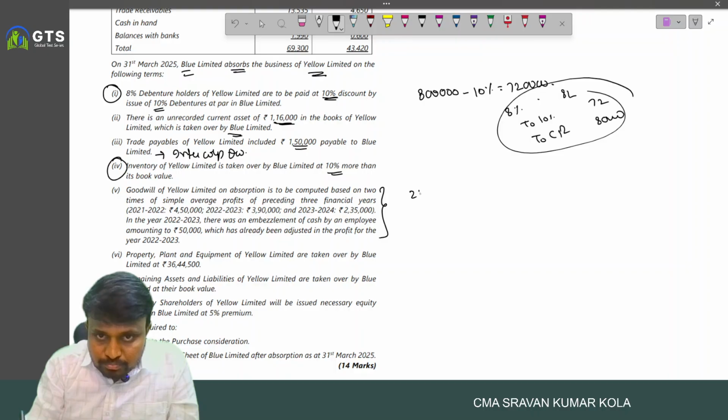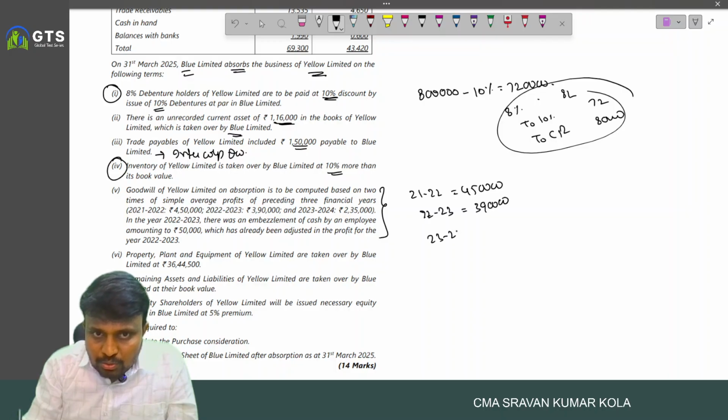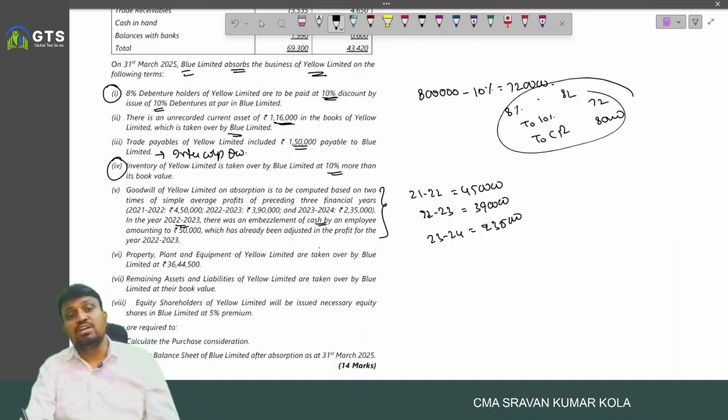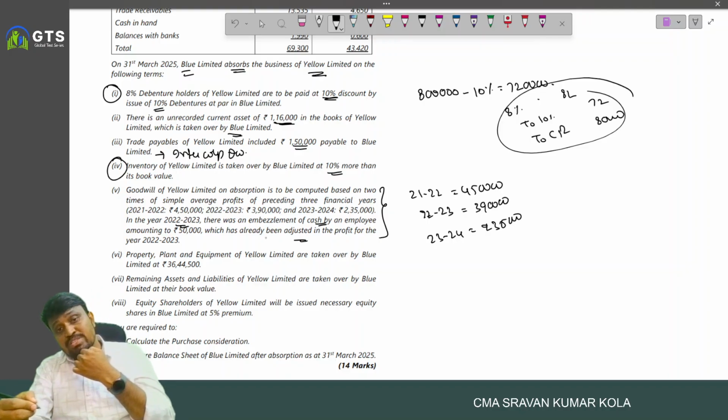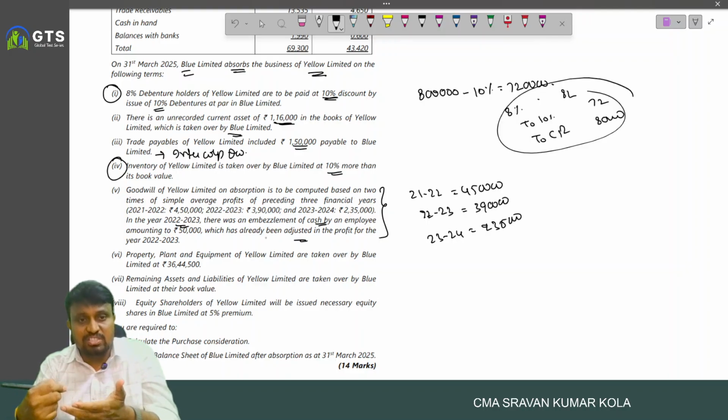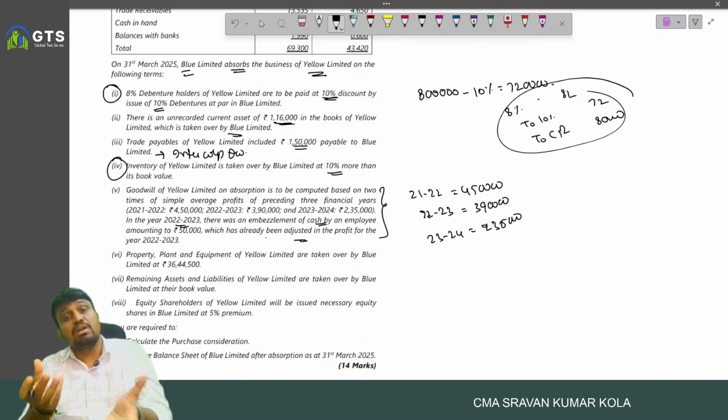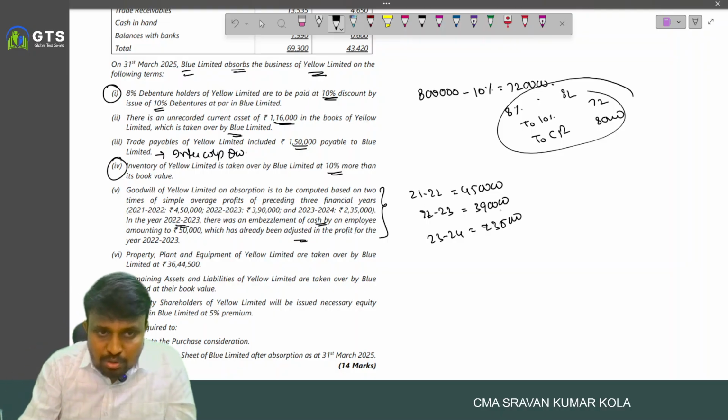So here, 21 to 22, 4,50,000. 22 to 23, 3,90,000. 23 to 24, 2,35,000 was given. But in 22 to 23, there was embezzlement of cash. Embezzlement of cash means what? Loss. That was already adjusted in the profit and loss of 22 to 23. It means there is a loss, and loss means the profit has decreased. Now we have to reverse it because abnormal losses cannot be considered. But already considered, so required to be reversed. So how much? 50,000 is required to be added.